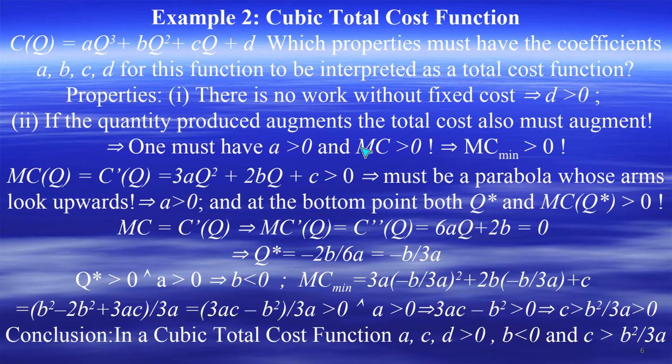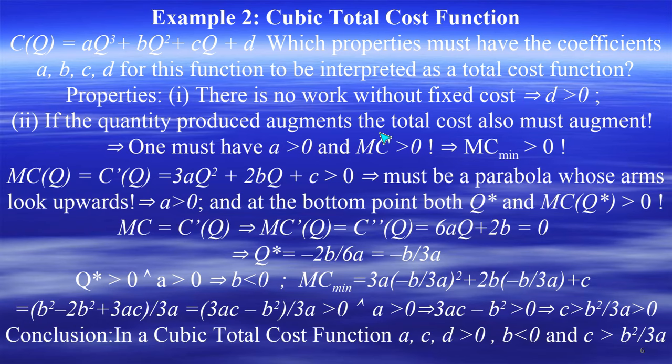And marginal cost must always be greater than zero. Marginal cost cannot be zero or negative. You cannot produce an extra unit of something, even of a service, let alone material production. Even the last unit of a service cannot be produced without extra cost. So my marginal cost should always be positive. That means the minimum of the marginal cost function must also be positive.